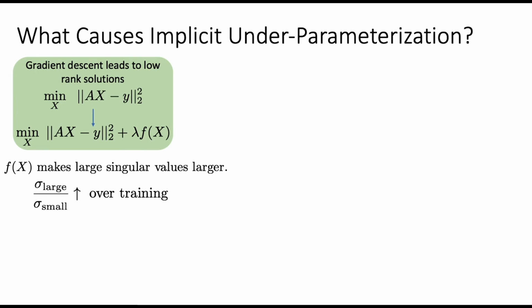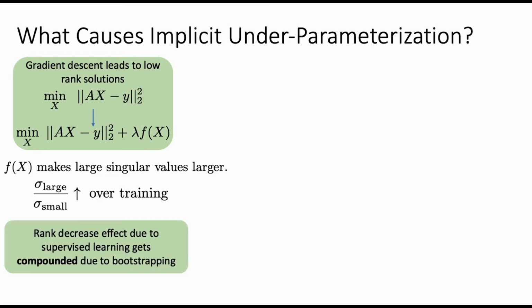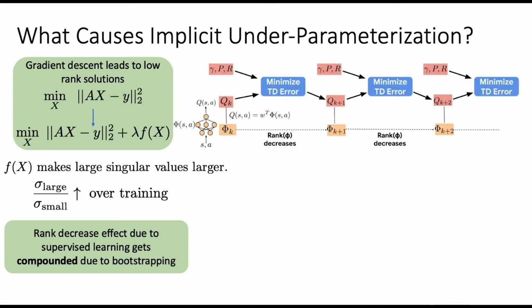training. And we show that this rank decrease effect, which happens in supervised learning due to gradient descent, gets compounded due to bootstrapping, as shown in the schematic here, where when you utilize the previous Q function to generate the targets for training the current Q function, you are essentially incurring a rank drop due to the supervised learning reasons. And by using the current Q function as the target for the next Q function, you're propagating this rank drop over the iterations of bootstrapping.